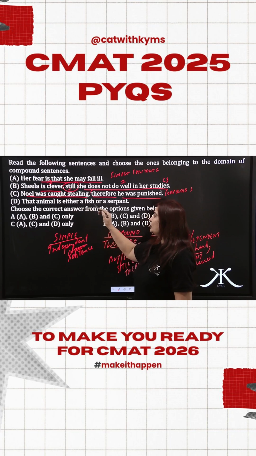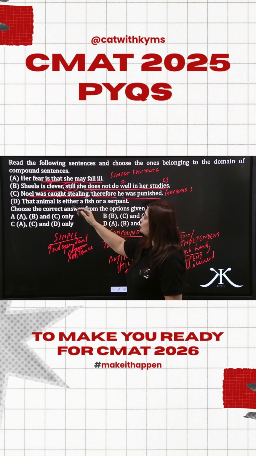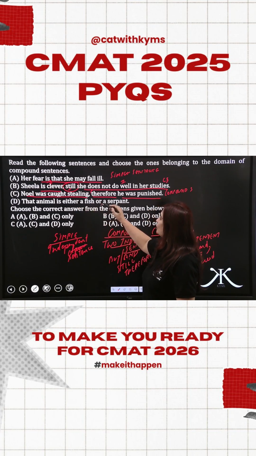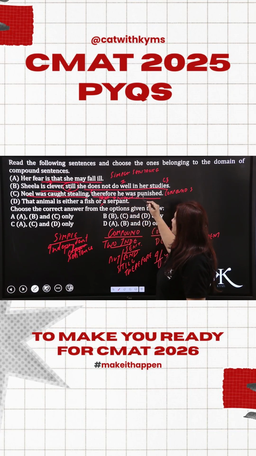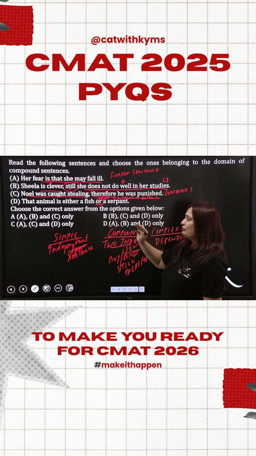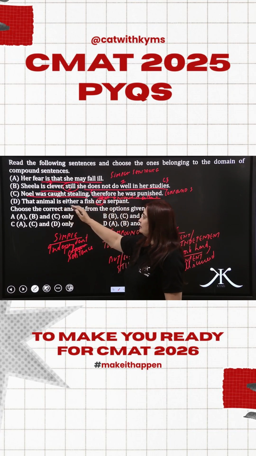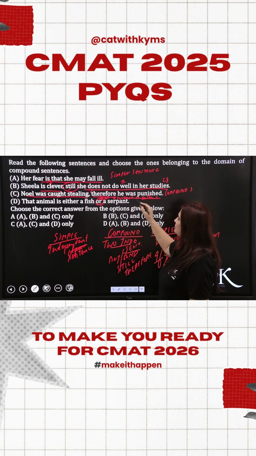"That animal is either a fish or a serpent." Had I wanted, I could have written this sentence this way also: "That animal is either a fish or that animal is either a serpent." Because we have joined these two independent clauses or sentences using "or," and when we join two sentences using "or," if repetition is there, we should always try to avoid the repetition. Therefore, I can write this sentence this way: "That animal is either a fish or a serpent." That is also the case of a compound sentence.